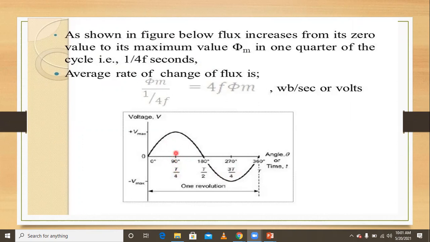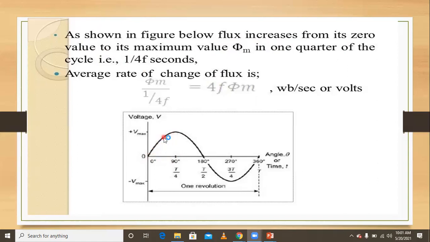This is the input voltage of the transformer AC. As shown in the figure, the flux increases from 0. The flux waveform is also like this. The flux increases from 0 to its maximum value phi m. At 90 degrees, this is the maximum value of the flux, called phi m.